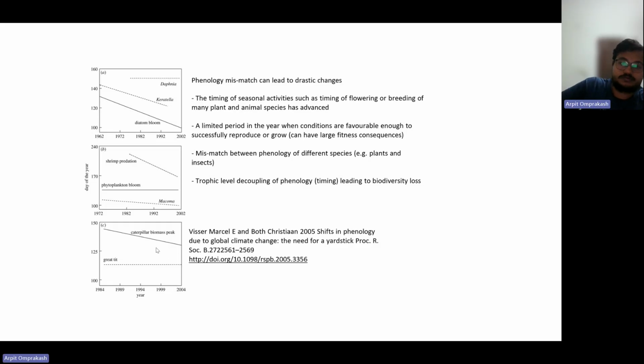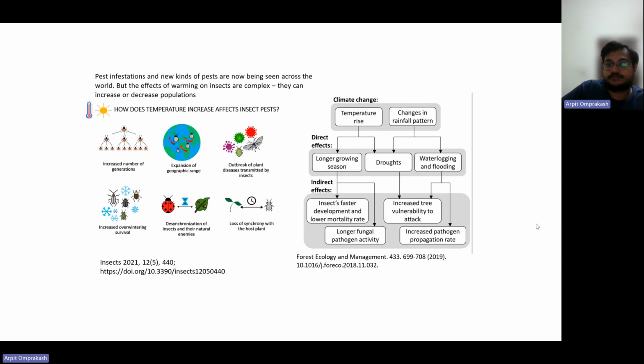So here, basically, what they show is that the great tit is a bird, and the caterpillar biomass is basically what they're eating. What we see is that across the years, the caterpillar biomass has been decreasing, the peak has been decreasing, right? Whereas the great tits are not that affected by it, right? So based on that, the amount of food that they get will also change, right?